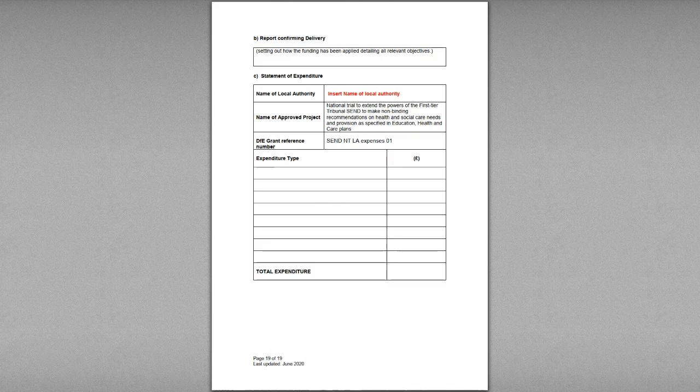In this section, you're required to set out how the funding has been applied and detail all relevant objectives. And then lastly, section C, and just a reminder that this section is to only be completed if requested by the DfE. This section requires the LA to provide a final financial statement detailing the use of the grant funding. This is a summary statement of all receipts and expenditures connected to the National Trial Single Route of Redress Grant Fund, and it can be formatted as shown here in this template.